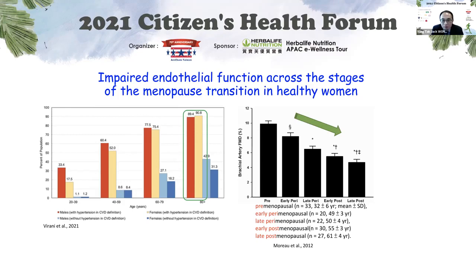In the right graph here, we can see that the endothelial function, as measured by the brachial artery flow-mediated dilation, FMD, begins to decline during the early stages of menopause, or the perimenopause, and worsens with the loss of ovarian function and prolonged estrogen deficiency, indicating that the perimenopausal window is a critical time period to intervene at first changes in CVD risk.